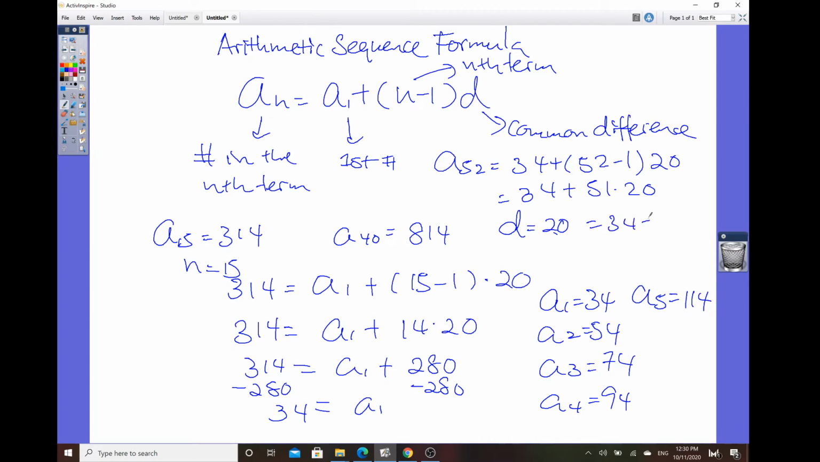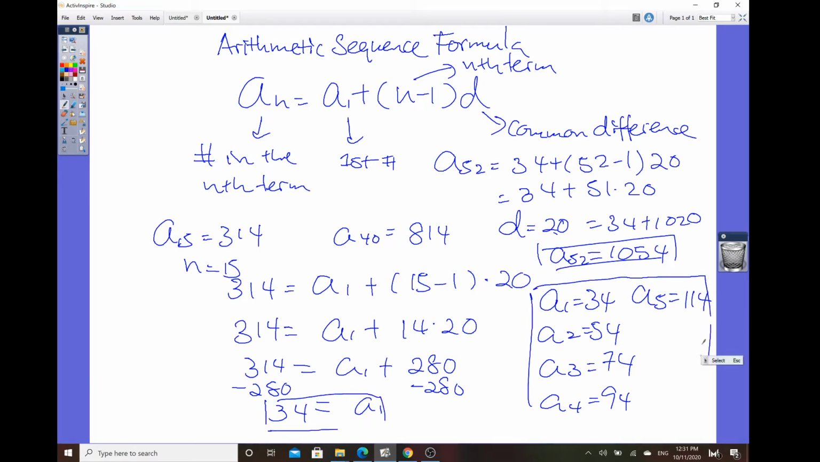So 34 plus 1020. So it's 1054. Then that'd be a sub 52. So a lot of things that you need to find out here: a sub 1, the first 5 terms, the common difference, and then a sub 52.